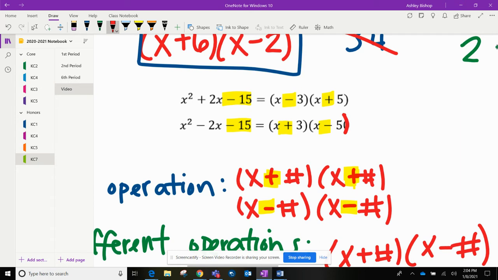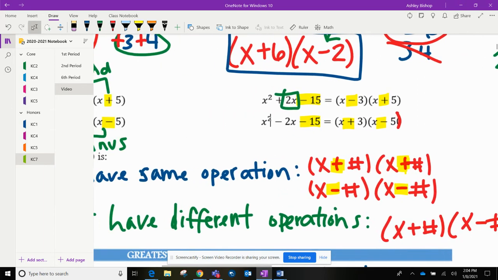And you're like, Ms. Bishop, how do I know which number is negative and which number is positive? You do know that you're going to want to use 3 and 5 because you want to make 2. I know that the last number is negative, so they're going to have different operations, but how do I know which one's negative and which one's positive? Well, you need to see what will give you positive 2, your middle number. Well, negative 3 plus 5 does give you positive 2.